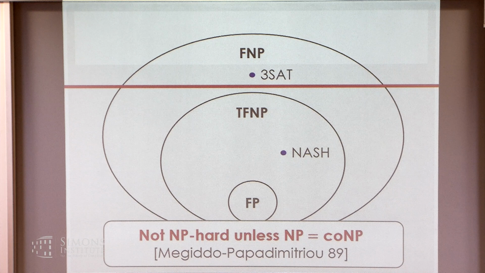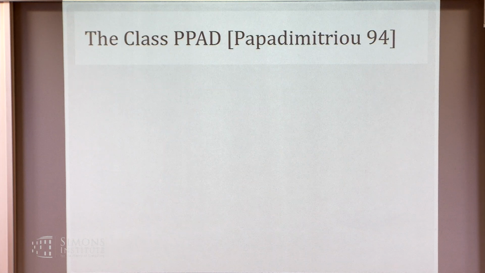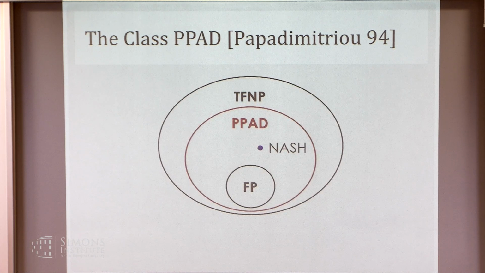So here we have Nash's proof. That's a particular way of proving that a solution always exists. And Papadimitriou wanted to systematically study these types of proofs. This led him to define the class PPAD, which is a subclass of TFNP. It's a particular set of problems within TFNP, between TFNP and FP. The problem of finding a Nash equilibrium is in this class, and as we'll see, this is the right class for studying the complexity of finding a Nash equilibrium.